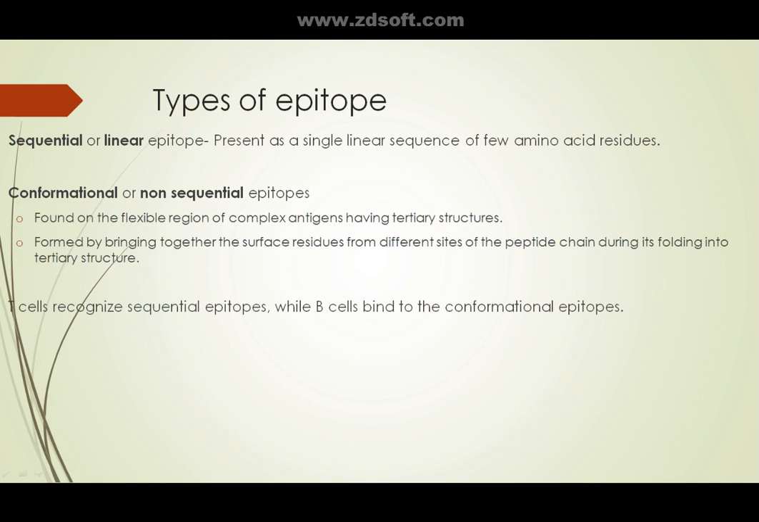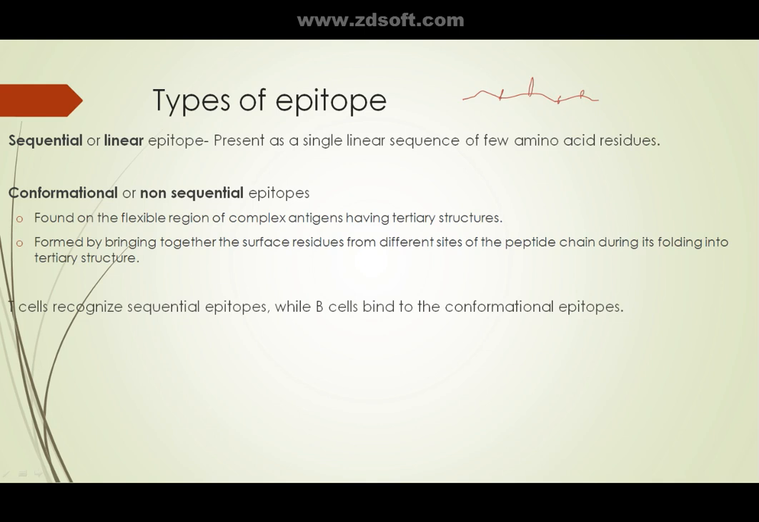So, now we have different types of epitopes. One is called a sequential or linear epitope. That is, they are present as a single linear sequence of amino acids. Suppose this is your epitope, okay. This epitope is a protein, so you will be having certain amino acids, all of which are present. A linear or sequential epitope will appear like this.